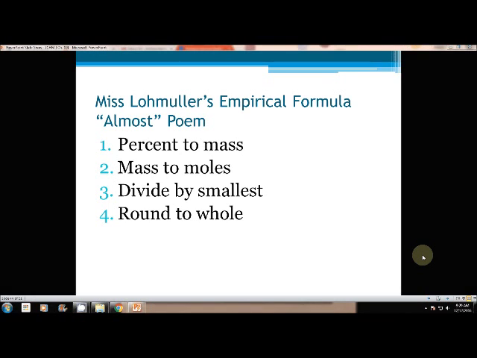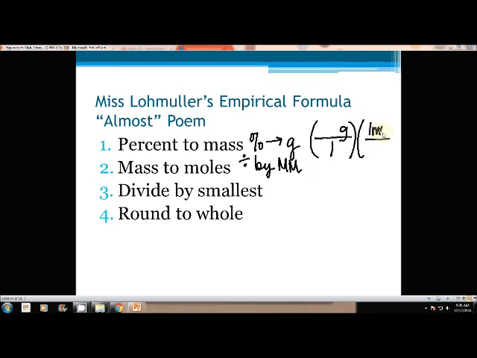There's 4 steps. Step 1, percent to mass. That just means that if you have a percent sign, you change it to a gram sign, and then you put that number over 1 to set up some dimensional analysis. Step 2 is mass to moles. On the mole map, to go from the mass circle to the mole circle, it says to divide by the molar mass. So it'll be 1 mole over the molar mass of the element.